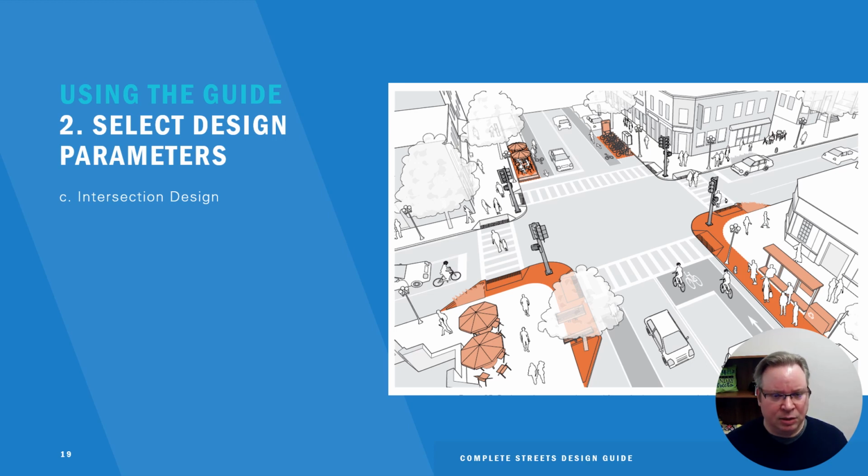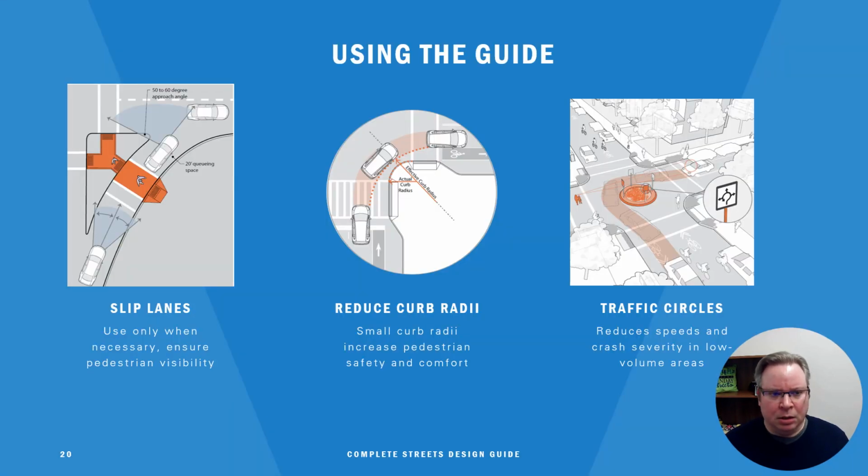Intersection design is also a critical component of complete street design. And certain elements should only be used where appropriate. Examples may include slip lanes, small curb radii, and traffic circles.